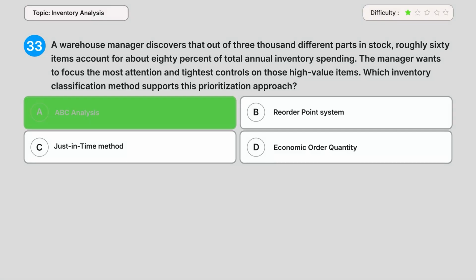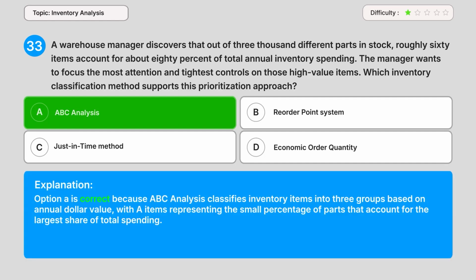Correct answer, A. ABC analysis. Explanation: option A is correct because ABC analysis classifies inventory items into three groups based on annual dollar value, with the items representing the small percentage of parts that account for the largest share of total spending.